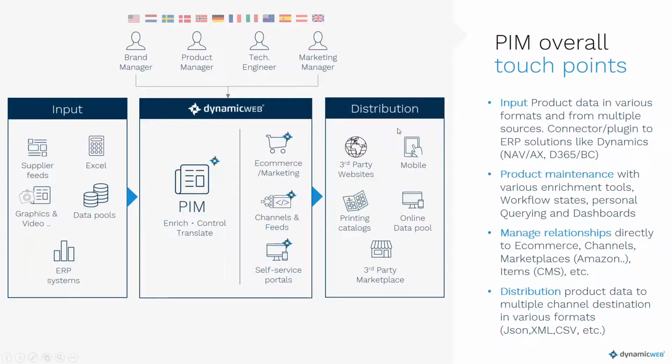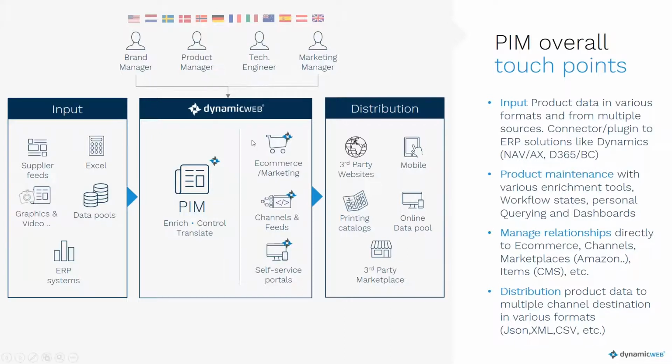On the left-hand side, we have our distributions where we also use the data integration, but also the part of PIM called the channels and feeds, where you can define and set up feeds that meet the requirements for the different distribution channels. Again, a distribution channel could be third-party websites, a printed catalog produced in InDesign, online data pools, and maybe third-party marketplaces like Amazon, eBay, and so on. So we meet these requirements by using our data integration together with our channels and feeds functionality.